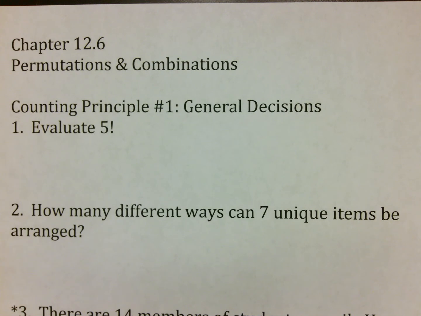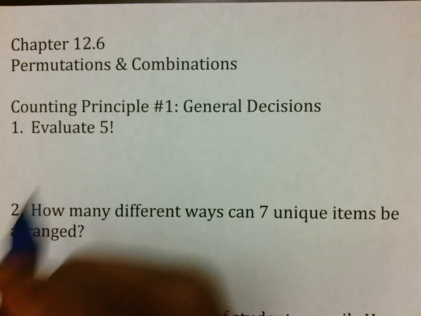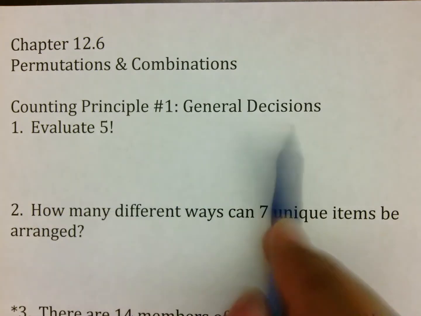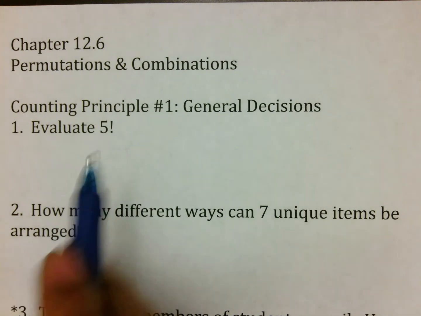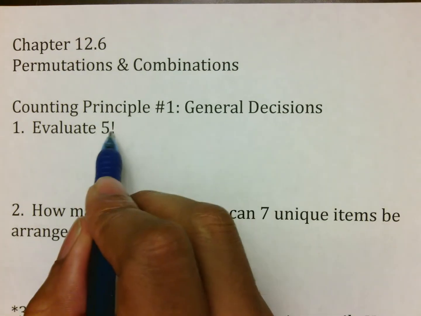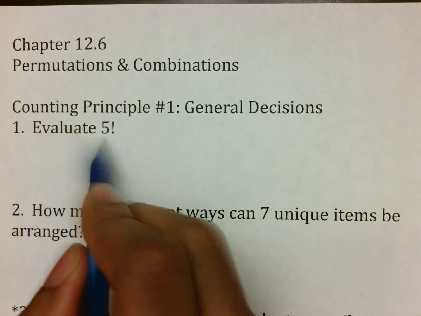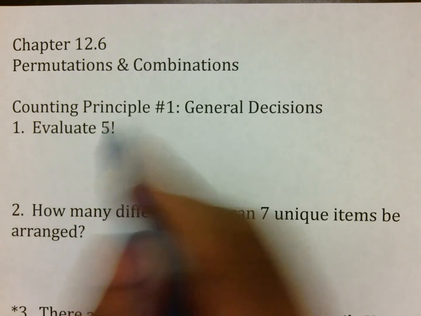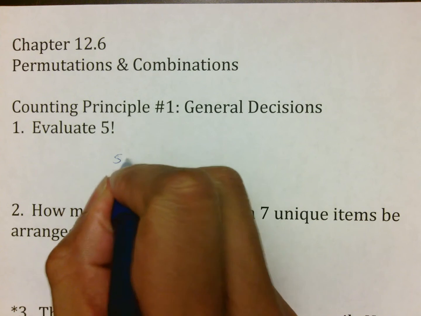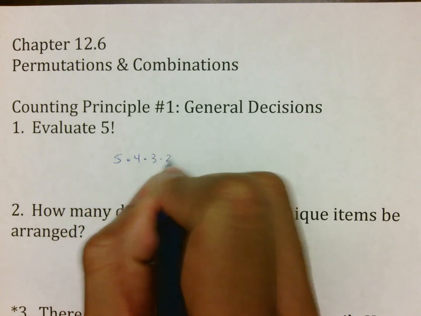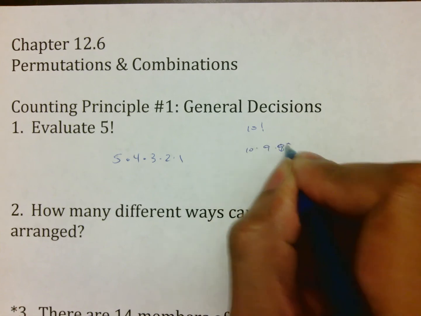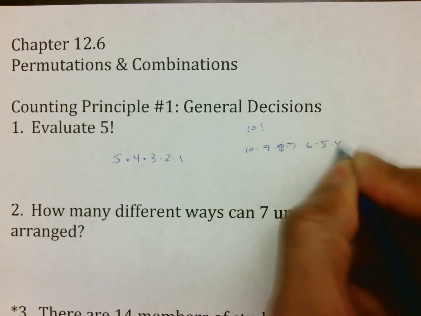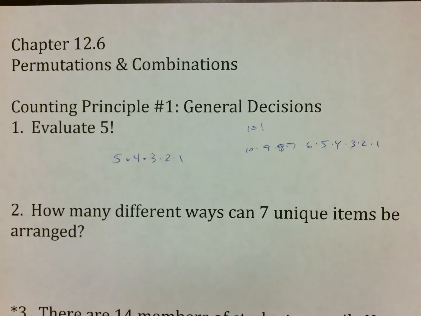The first counting principle is just on general decisions. It is pretty much just in terms of making decisions on counting things whenever you're choosing how many things there are. Getting into that, this symbol here is called a factorial. It's not an exclamation point. I'm not yelling at you to evaluate 5. It's called 5 factorial. And what 5 factorial means is to take 5 times 4 times 3 times 2 times 1. 10 factorial would be 10 times 9 times 8 times 7 times 6 times 5 times 4 times 3 times 2 times 1. Again, factorial tells you to go all the way down to the value of 1.